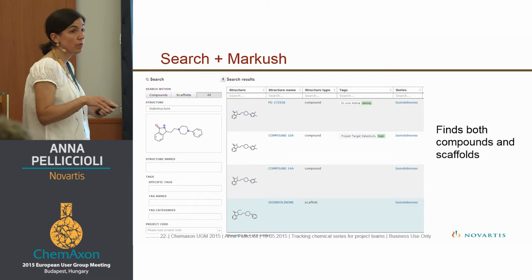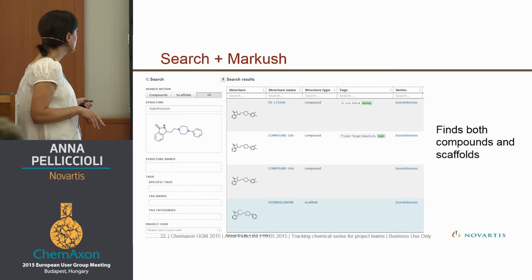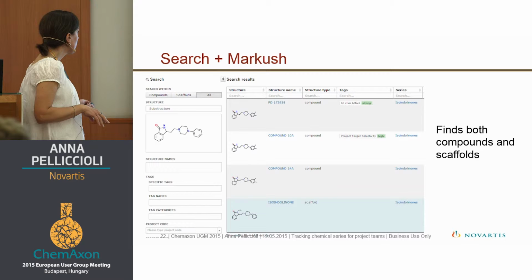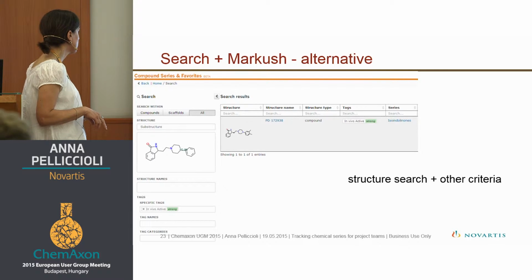Right, so once all the information is in, then we have a simple user interface that allows for searching. So we can sketch something, and then we find in the search both compounds and scaffolds that match this particular substructure. The search can be combined with other criteria, so you could actually say, I'm going to search for this substructure, and I want a specific tag, so I want just the ones that are active in vivo.